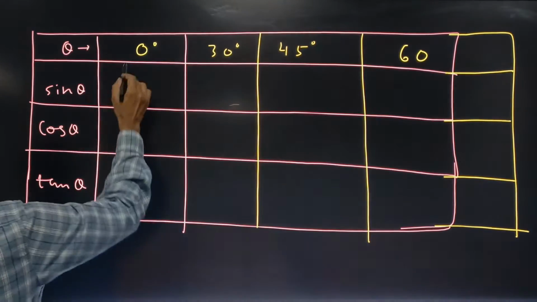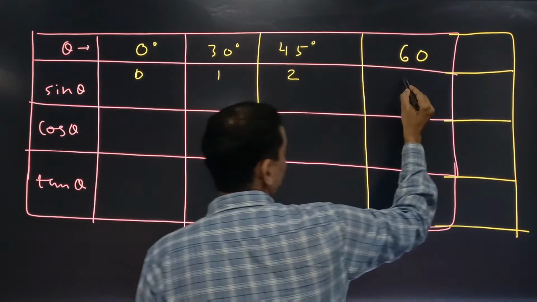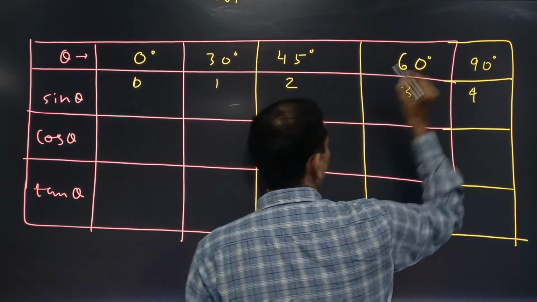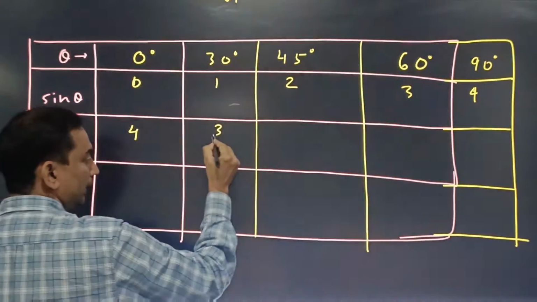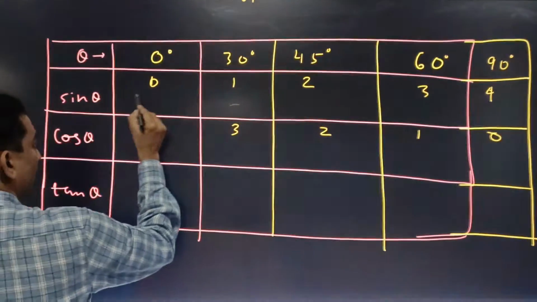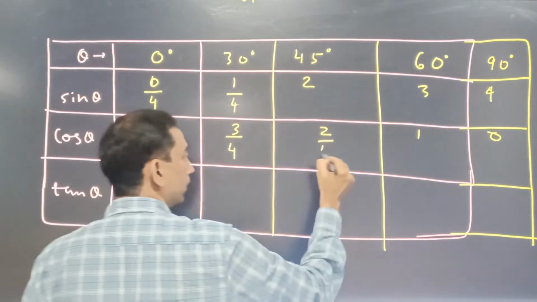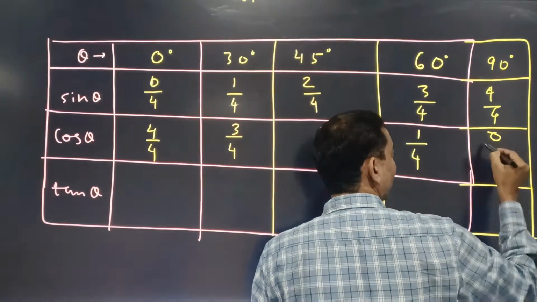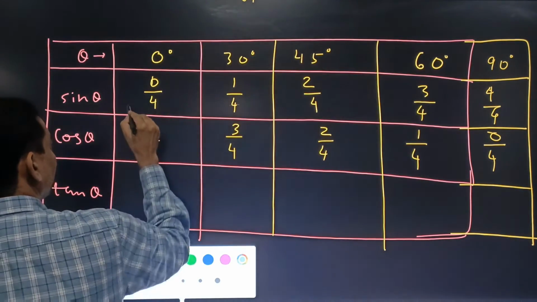The trick in case of sine theta is you first of all write down 0, 1, 2, 3 and 4 in case of 90 degrees. These are all the angles, right? 0, 1, 2, 3, 4, and here you write down 4, 3, 2, 1 and 0. Now divide all numbers by 4, and then finally take the square root of all of them, and that will be your final answer. So the last step is to take the root of all of them.